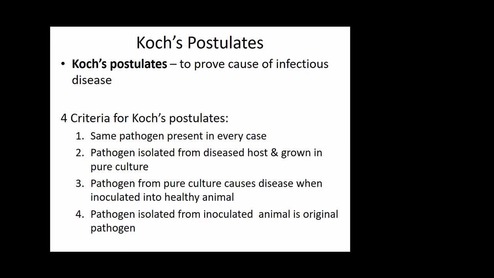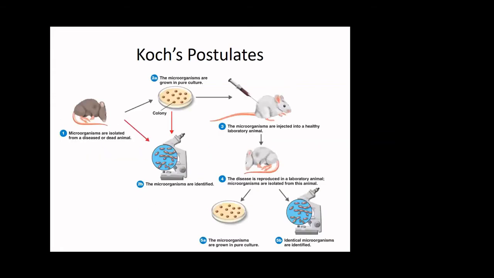The pathogen is isolated from diseased hosts and grown in culture in a lab. That pathogen grown from culture in the lab can be put into a new animal and cause the same disease. And that pathogen can be re-isolated from the second animal. And it's the same pathogen, meaning that you know that that animal wasn't infected with something else. Same thing in a picture.